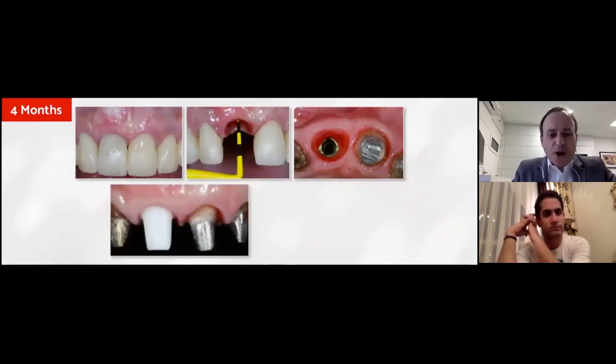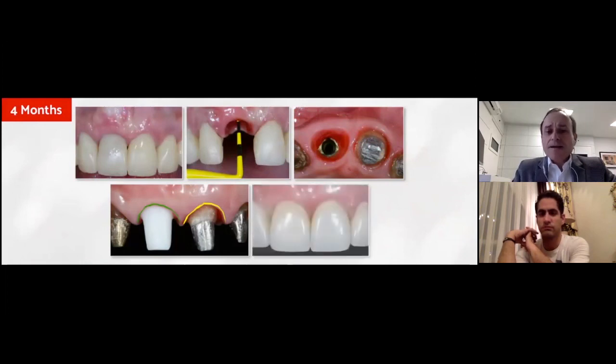So we took the impression and made the final abutment. In this case, we used a provisional abutment, but pay attention to the anatomical contour, very similar on both sides of this gingival margin. And the final restoration, the final ceramic crowns after we did the cementation.